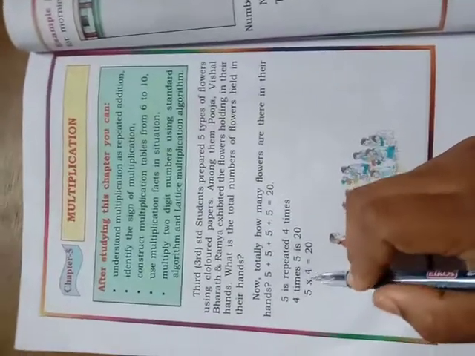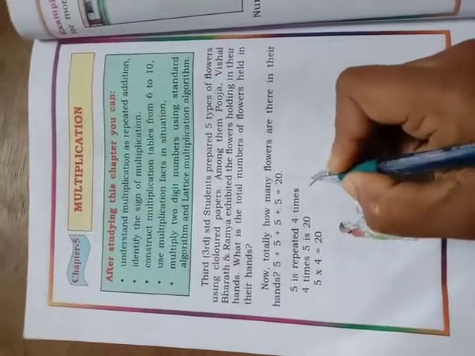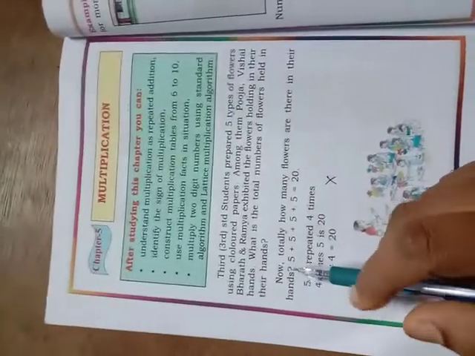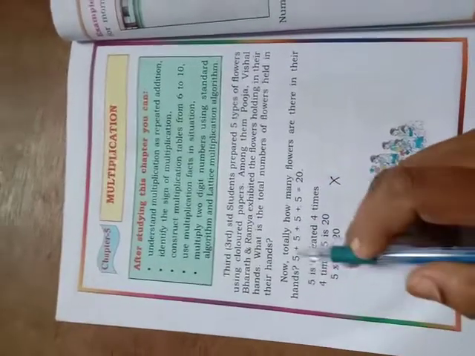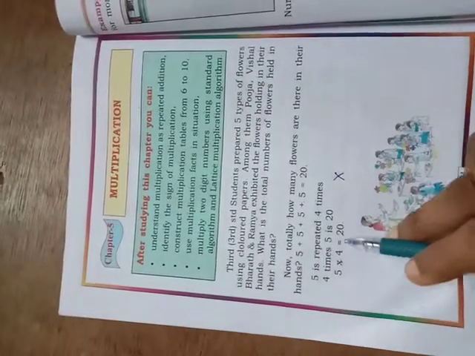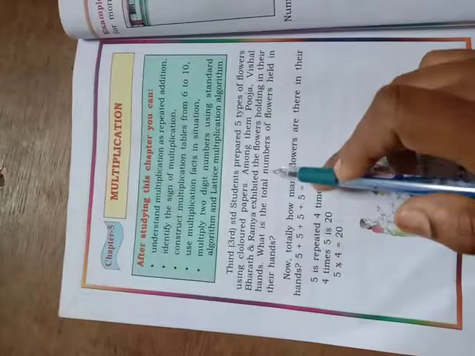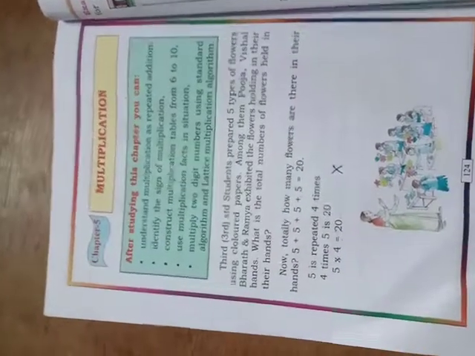Children, this symbol we call the multiplication symbol. Here this 5 is repeated 4 times. So, what will we do? We'll multiply. So, 5 into 4 is equal to 20. So, the total number of flowers held in their hands is 20.